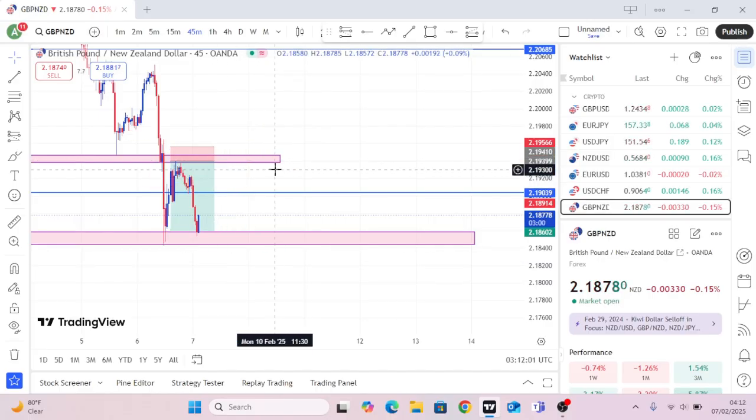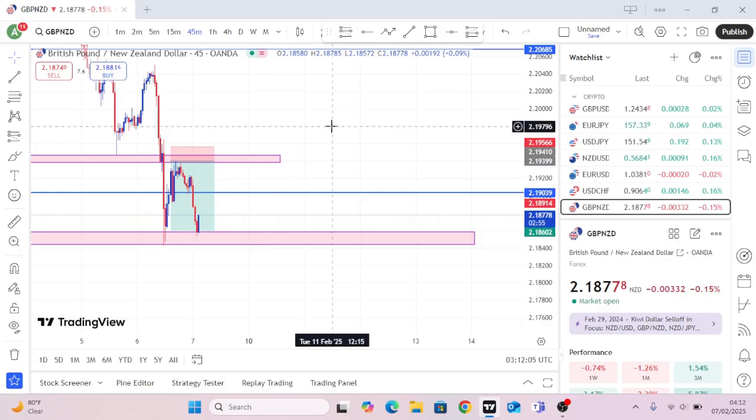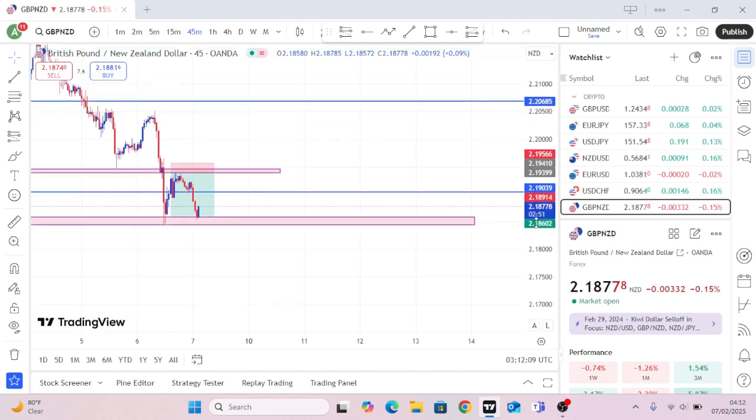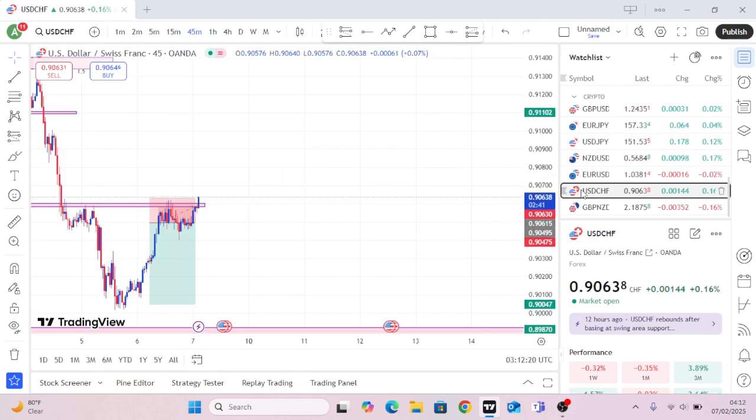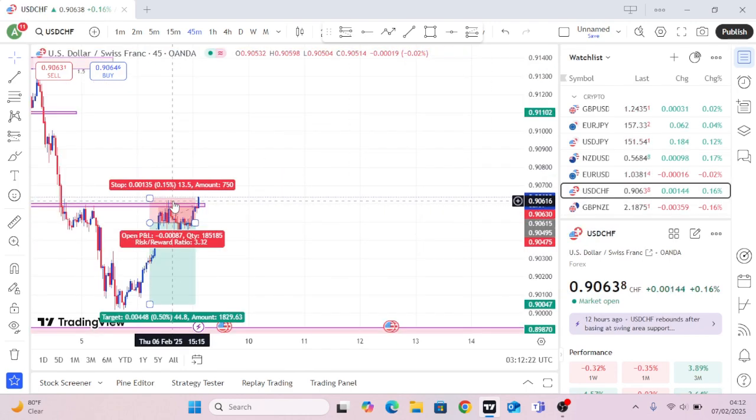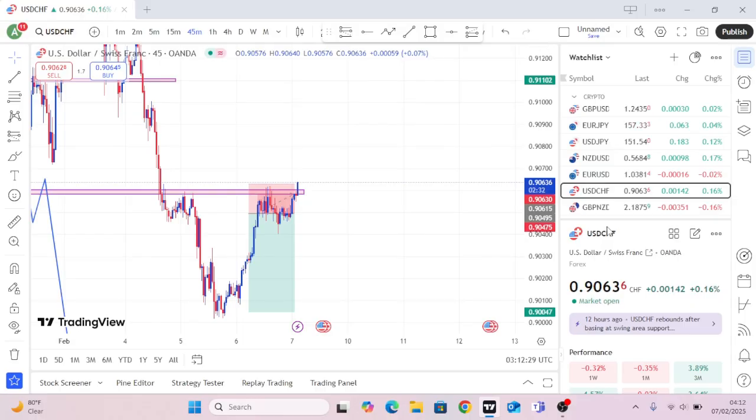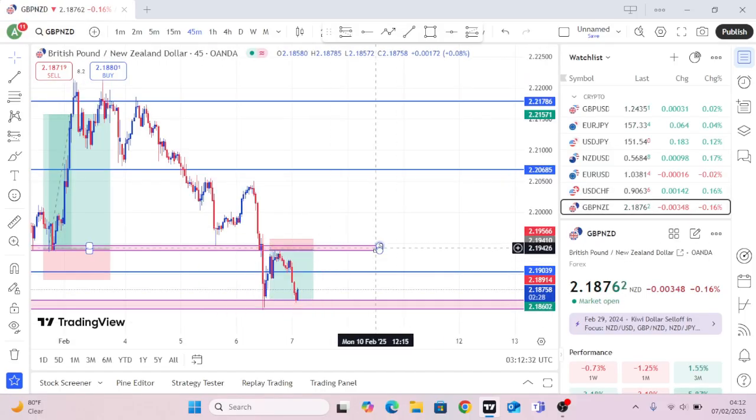Understanding the overall direction of the market is good, but then again, also understand that specific direction at that specific point in time, what you're going to be expecting. USD CHF is a trade I entered, and here we can see I entered USD CHF and I lost. I did not enter GBP NZD, and it went perfectly according to my prediction.